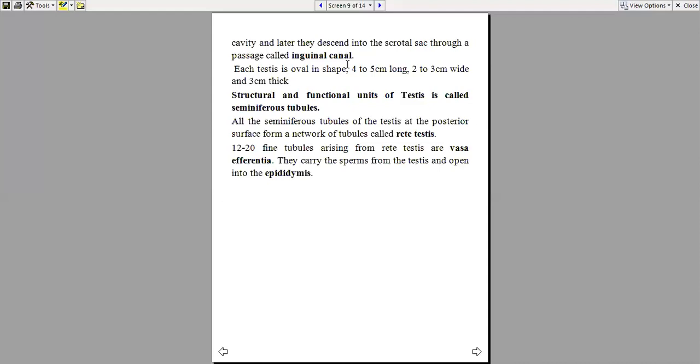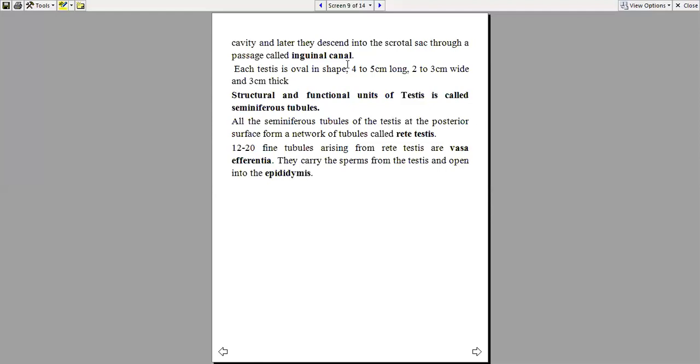That is, after 6 to 7 months they come out of the abdomen and come inside the scrotum. From abdomen to scrotum there is a canal, a passage, and the name of that canal is inguinal canal. Through this canal they come from abdomen to scrotum during their fetal development. Each testis is oval in shape, 4 to 5 centimeter long, 2 to 3 centimeter wide, and 3 centimeters thick. These are the dimensions of testis.